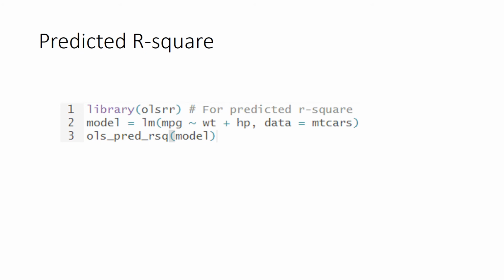On this slide, I show how to use the OLSRR package to find predicted R-square. Line 1 loads the package. Line 2 performs the regression with weight and horsepower as the independent variables, and miles per gallon as the dependent variable. And it stores the regression output in an object named model. Since this object holds the results of an LM analysis, that is a linear model, it's called an LM object. Line 3 uses a function from OLSRR. The function name is ols_pred_rsq, and the name of the LM object in parentheses.